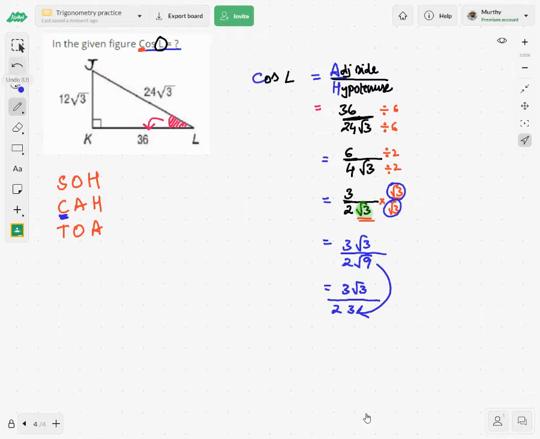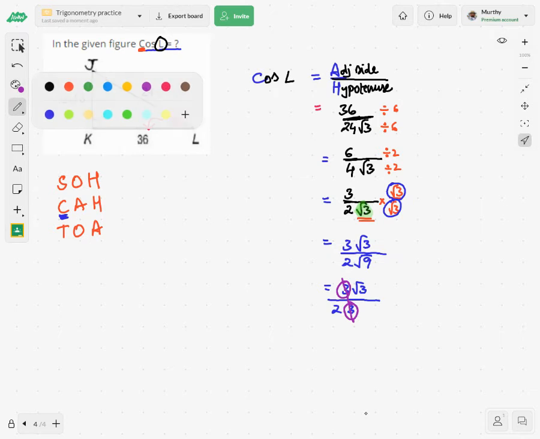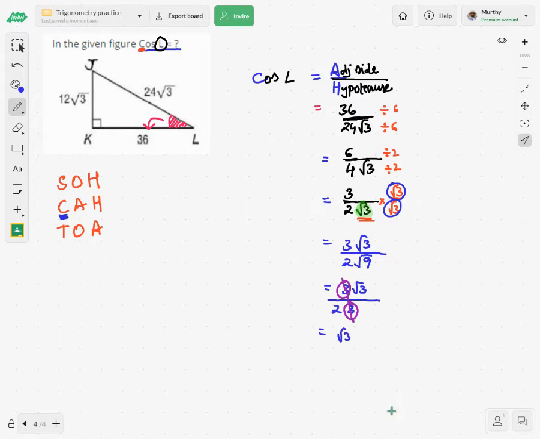Now once again, I see that the numerator and denominator both have 3. It is as simple as 3 divided by 3, which is 1. So that gets cancelled. Then you are left with numerator root 3 and denominator 2. Therefore, this is the final answer. So when you are asked to find a cos value, it is easy to think of SOH CAH TOA.